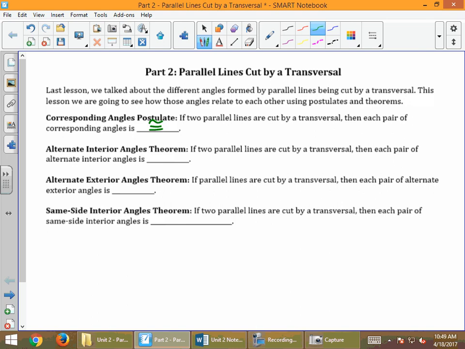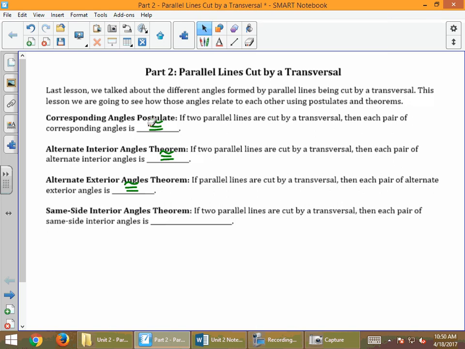Alternate exterior angle theorem. That's just saying that alternate exterior angles, when parallel lines are cut by a transversal, are also going to be congruent, meaning they're the same measure. Alternate exterior angles, same thing. We had two parallel lines cut by a transversal. They are also going to be congruent. So all those angle relationships so far that we talked about are going to be congruent.